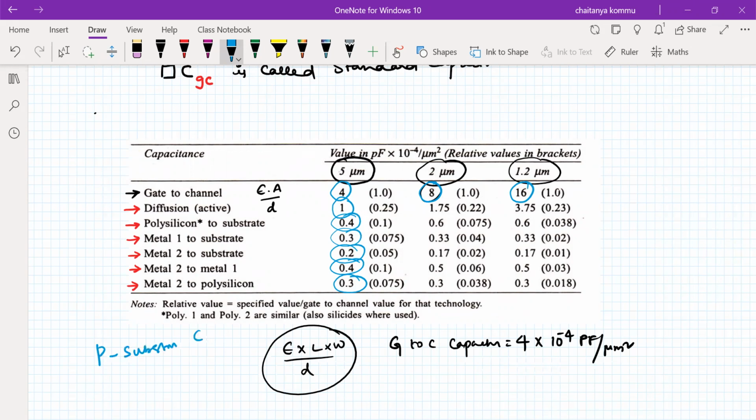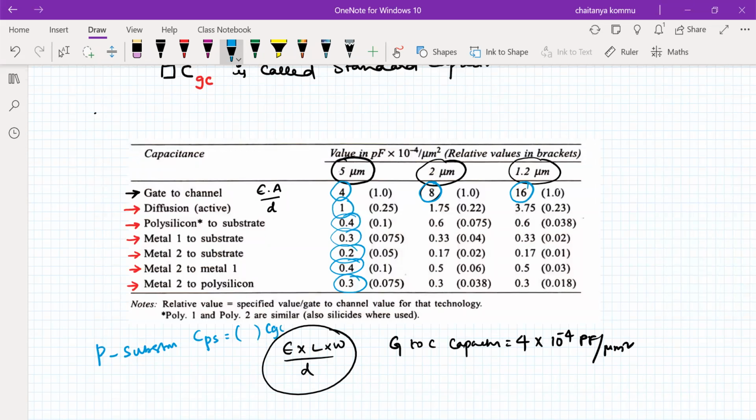So this capacitance, C polysilicon to substrate. If you want to calculate this one, we need to say how much this value is available when compared to the gate to channel of the MOS transistor that is available in your chip. That means in terms of gate to channel, we need to mention. This is called relative capacitance.